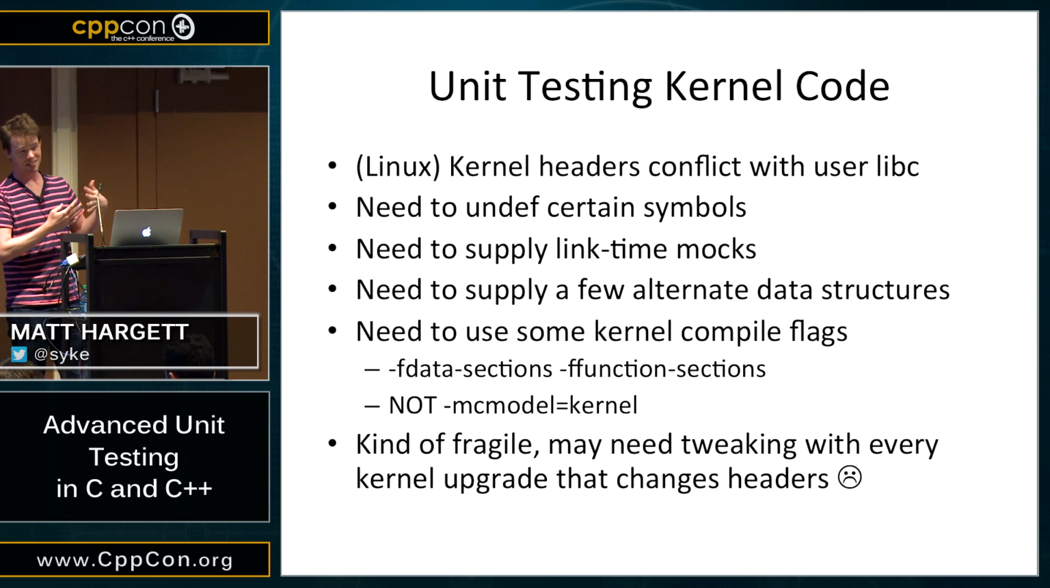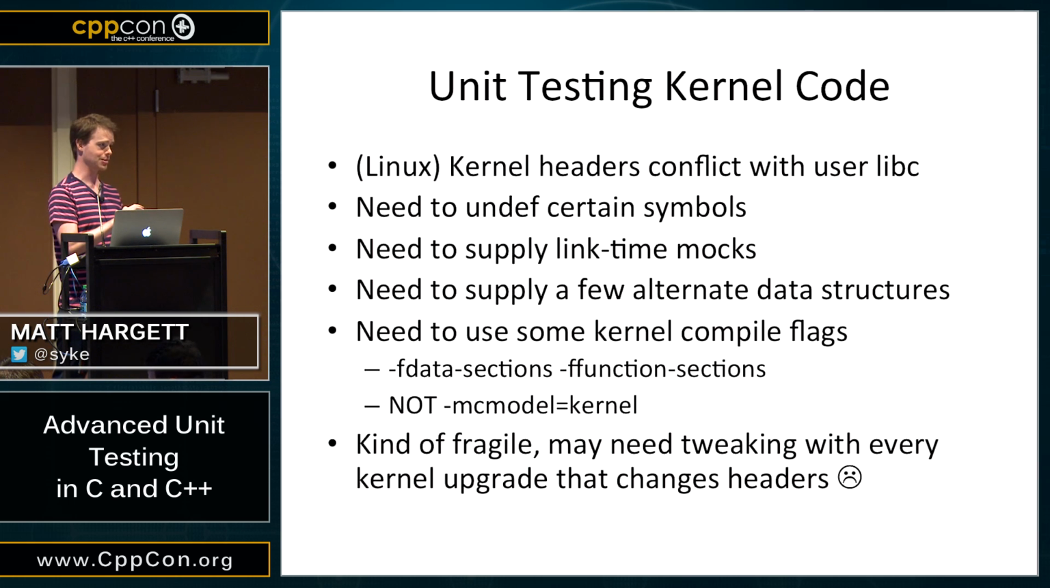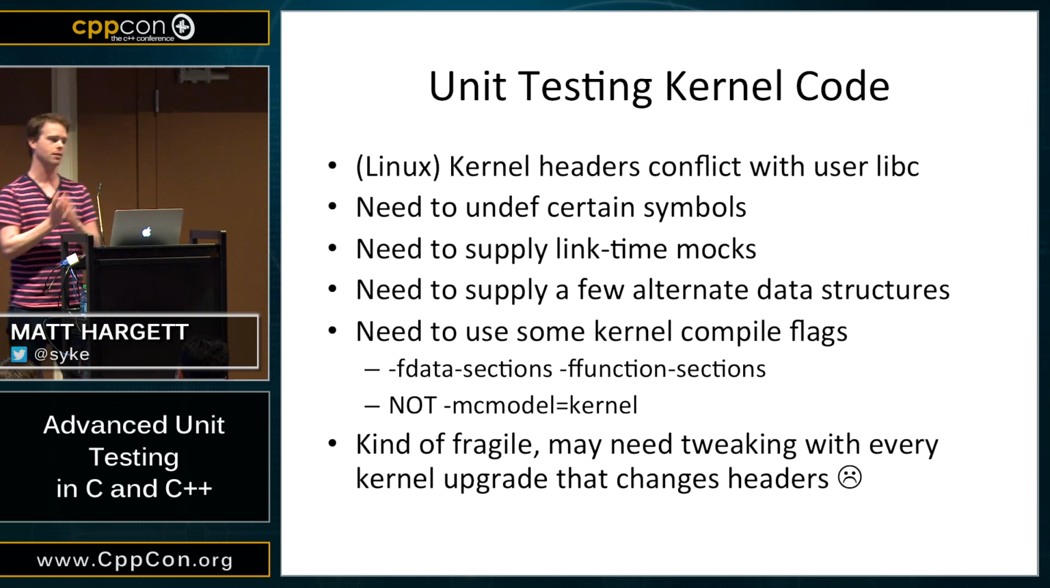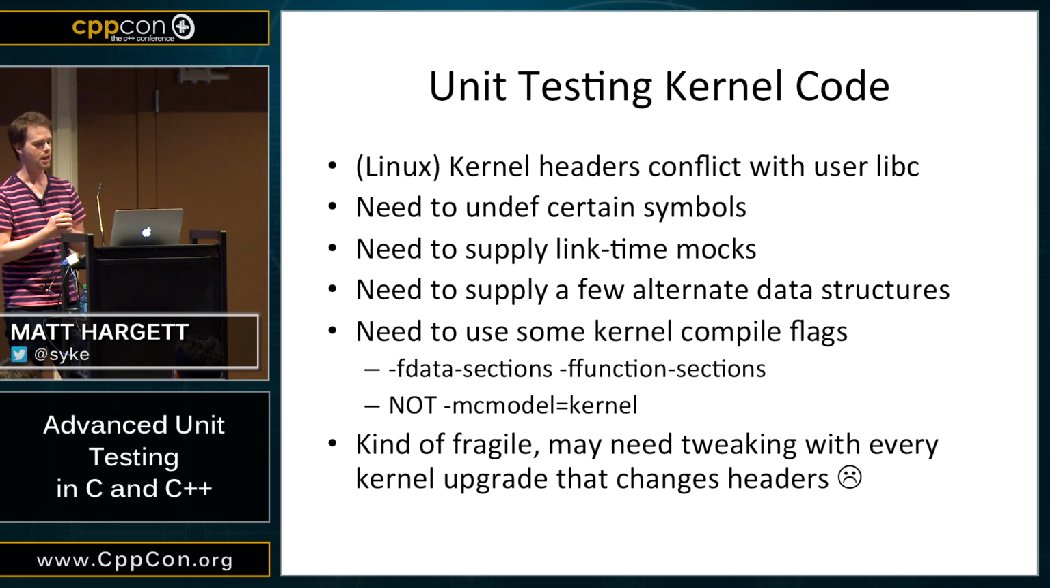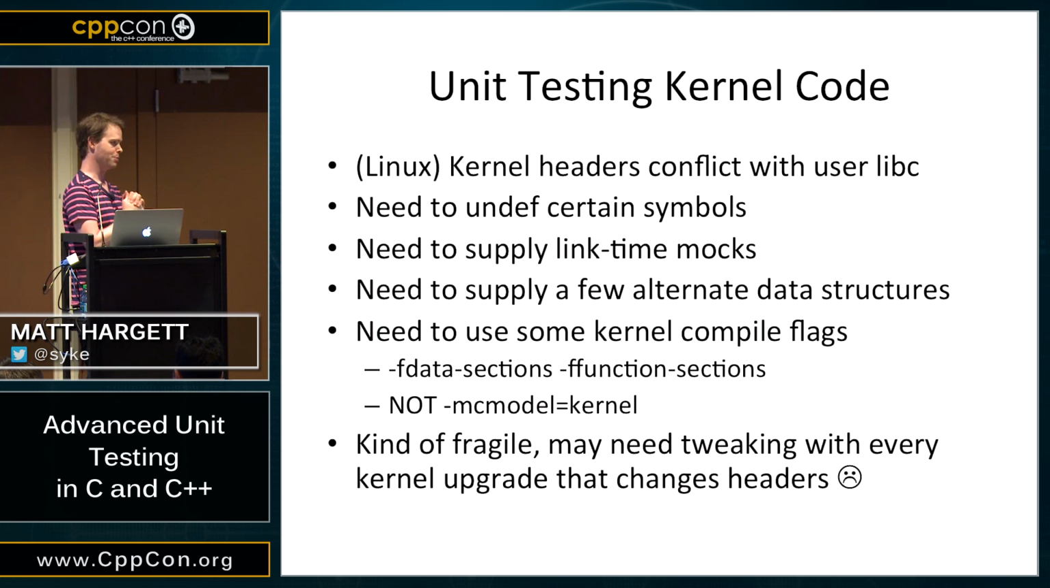And in a few cases, we have to supply a few alternate data structures. And I didn't quite understand why, actually, but it's what we ended up having to do at a company a few years ago to make this work. We also need to use some of the kernel compile flags, but not all of them. And I've listed them here. You need data sections and function sections, but you definitely need to not have the memory model be the kernel memory model. That won't work super great in userland.